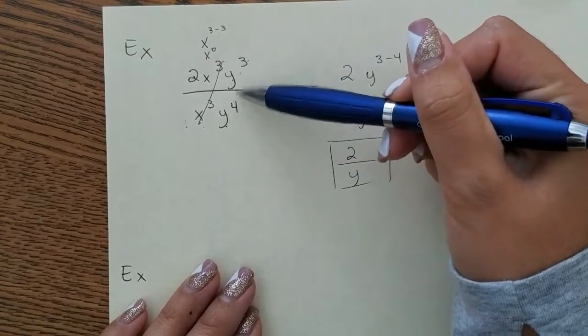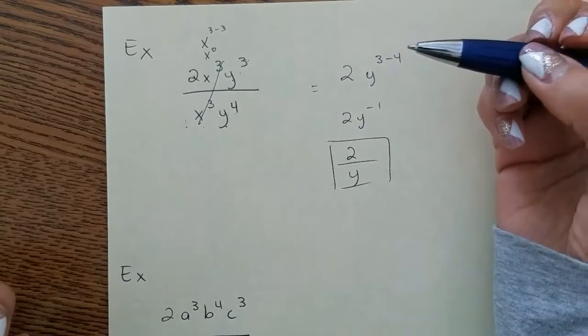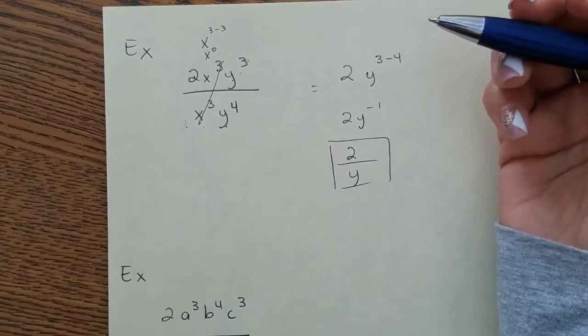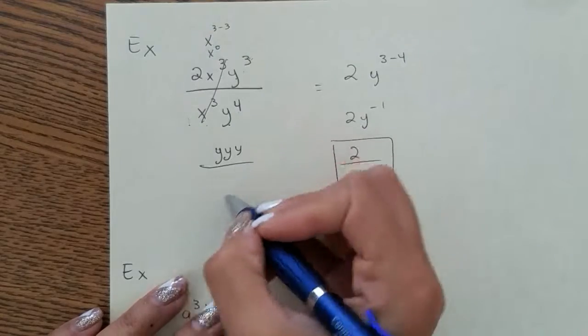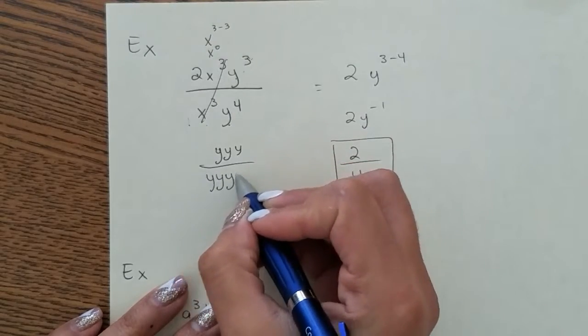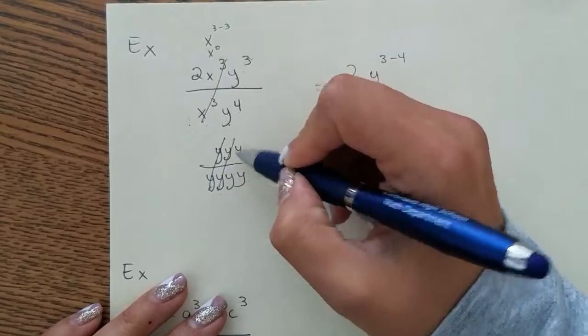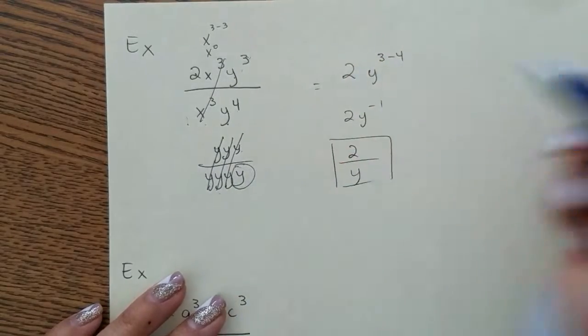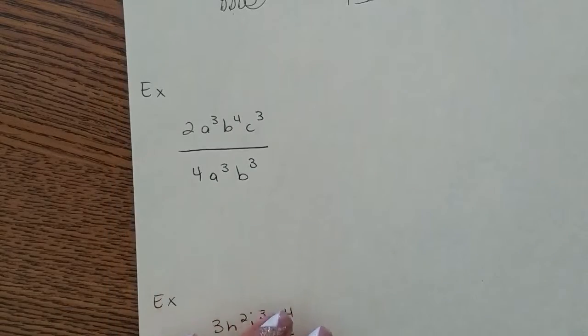Here you would notice, okay, I have 3 on top and 4 on the bottom. Where are my leftover values going to be? They're going to be on the bottom. So if you want me to write it out for you, this is what it looks like. You have 3 y's on top and 4 on the bottom. That's 1, that's 1, that's 1, and you're left with 1 y left over on the bottom. Okay.